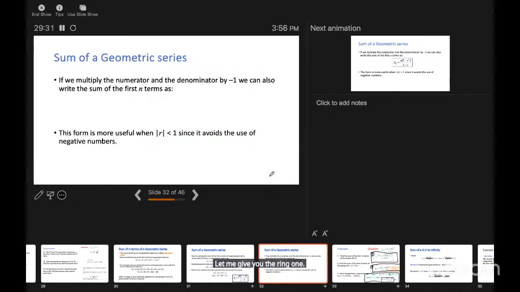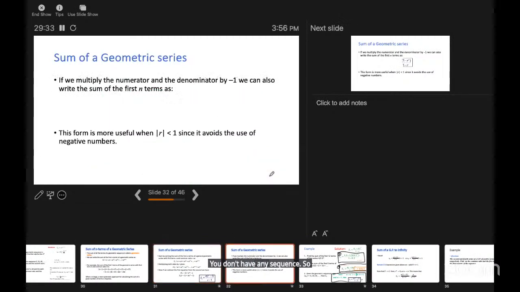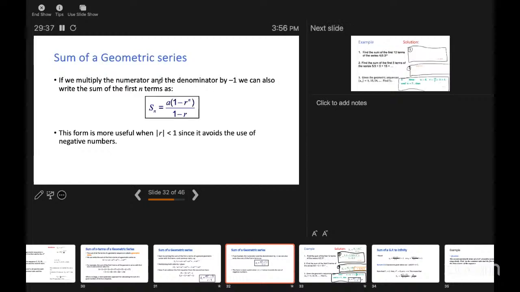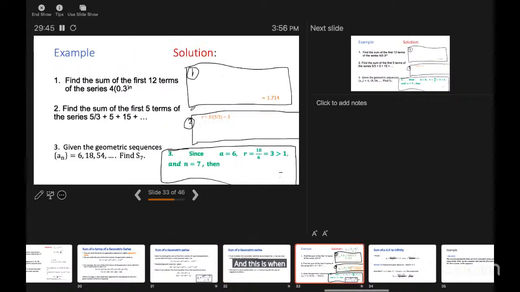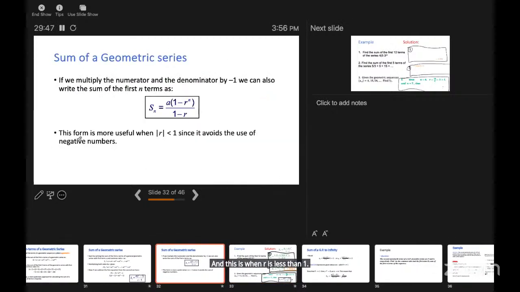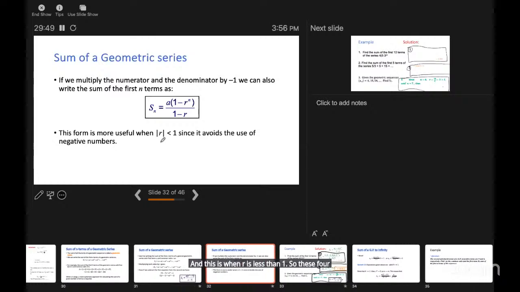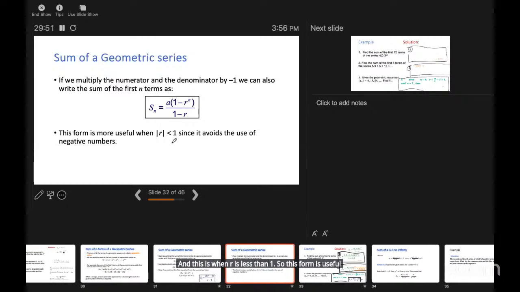So with this, if we multiply the numerator and the denominator by minus 1, we can write the sum to be this. And this is when R is less than 1. Okay, so this form is useful when the absolute value of R is less than 1, since it avoids the use of negative numbers.